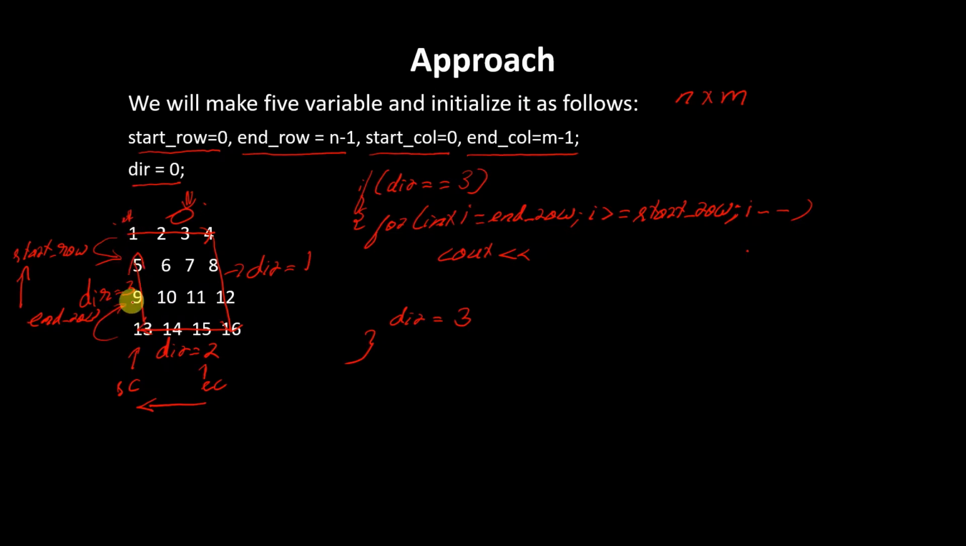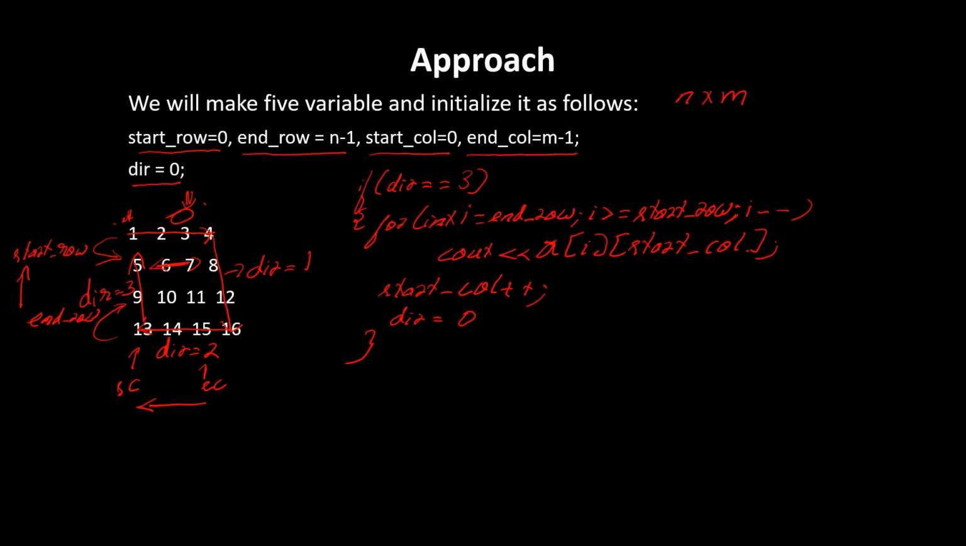In this, start column is fixed and we have a variable changing for row. So we will print a of i, start col. Now after printing this column, we have to increase our start column to the next column. So we will do start col plus plus, and now we have to change our direction again. That means direction will update to 0.